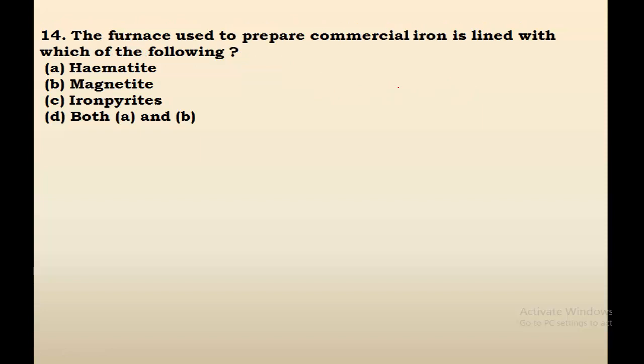14th, the furnace used to prepare commercial iron is lined with which of the following? So it is lined with hematite. Okay. So hematite is used in reverberatory furnace, and option A is the right one.